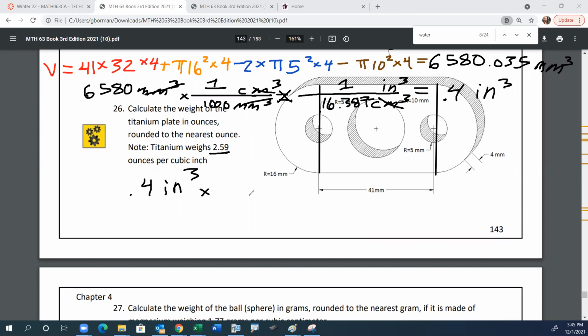And let's see, if we multiply that by 2.59 ounces per cubic inch, is that going to give me what I want? Yeah, because the cubic inches will cancel. I'll be left with weight, and that's what we want in ounces. So this one's really anticlimactic, especially for the last problem of the entire course. You multiply that out, and to the nearest ounce, it's 1 ounce.